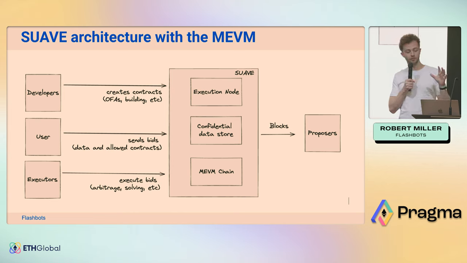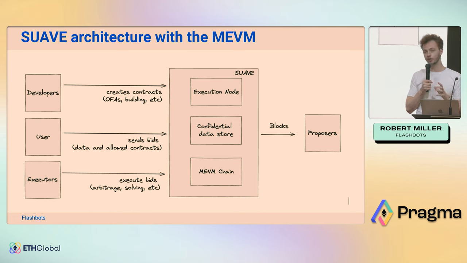You've got four main stakeholders: developers who are writing their MEV infrastructure as smart contracts, users who send private data that they want included on chain, and authorizing some contracts saying, hey, I'm okay for this block building contract or this auction for my transaction to have access to my private data. Executors that are backrunning or arbitraging, doing MEV things to try to execute people's bids. And the net result of SUAVE is it is creating blocks that are included on chain for networks like Ethereum or Rollup.